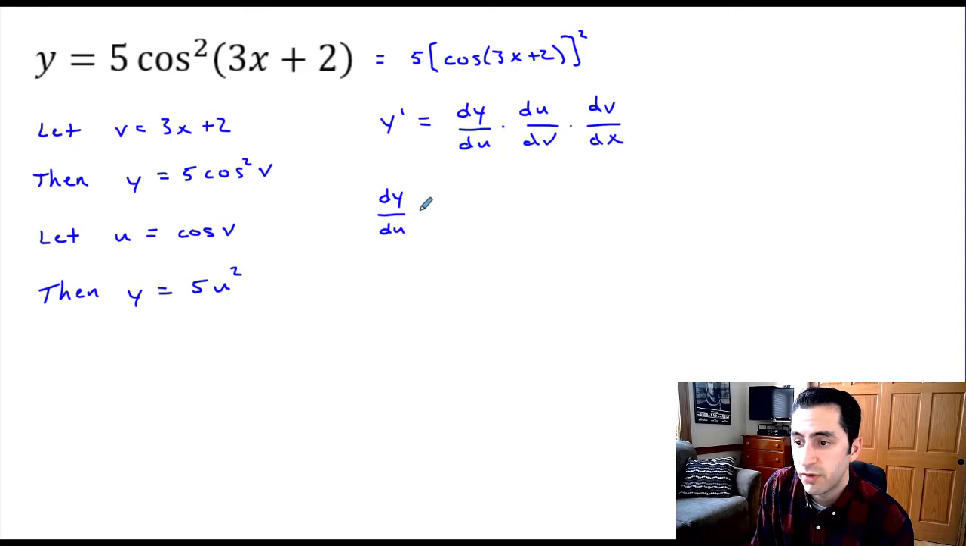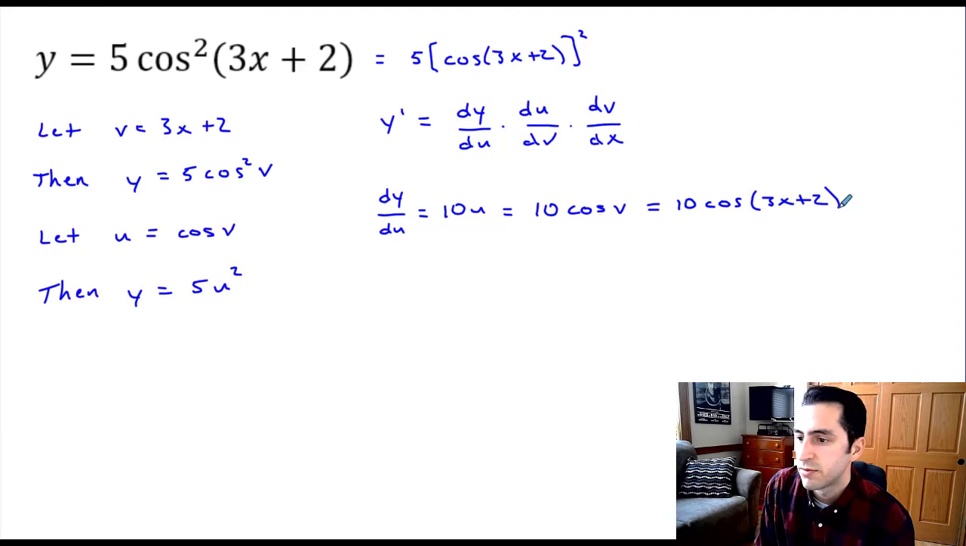So the derivative of our first part, the derivative of y. Here we'll use our power rule. So the 2 will come down. So 5 times 2, we end up with 10u. And then let's back substitute, replacing the u with what we substituted out. So this ends up being 10 times the cosine of v. And we'll do one more piece of substitution here, plugging back in what we had for v. So we end up with 10 times the cosine of 3x plus 2.